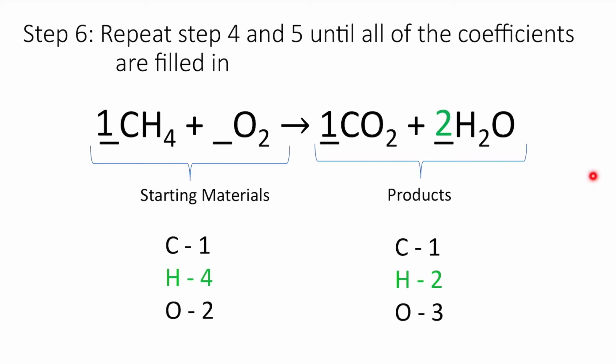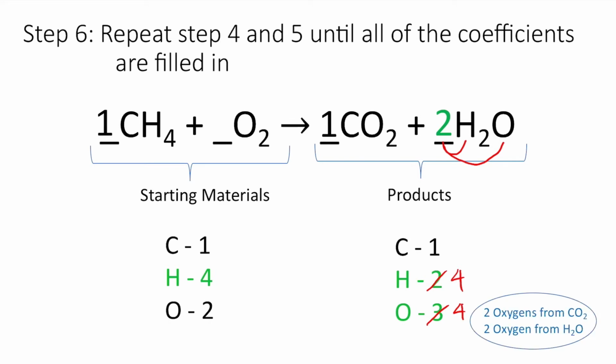I'm going to take 2 multiplied by the number of hydrogen and 2 multiplied by the number of oxygen. So we will now have 4 hydrogen on the product side and 4 oxygen. 2 oxygens are from the carbon dioxide and 2 of them are from the water.